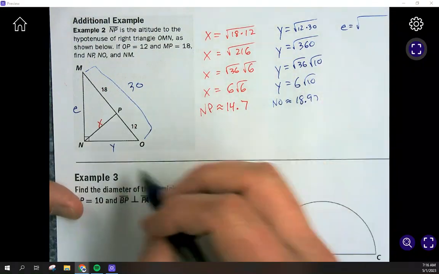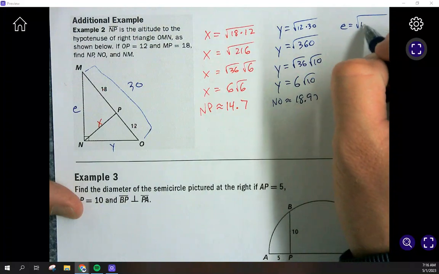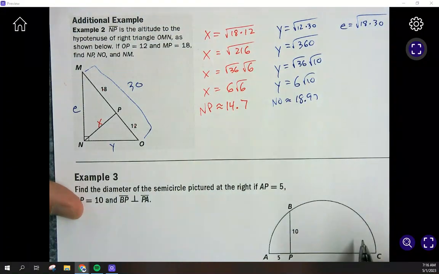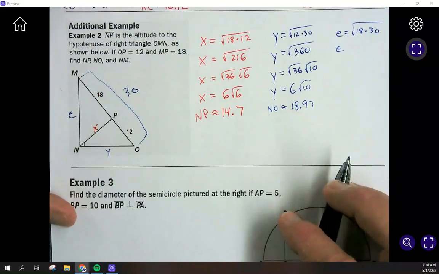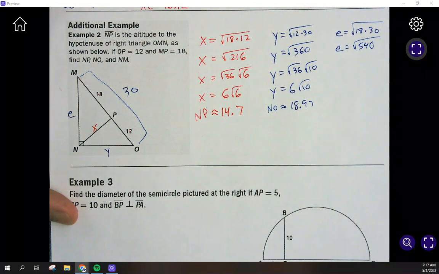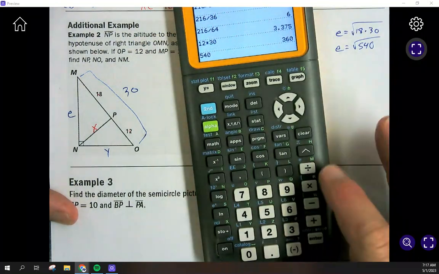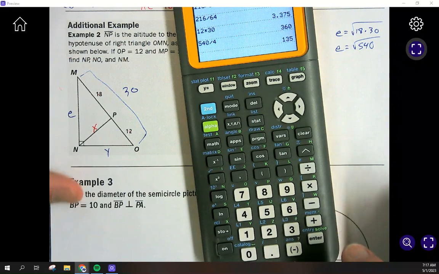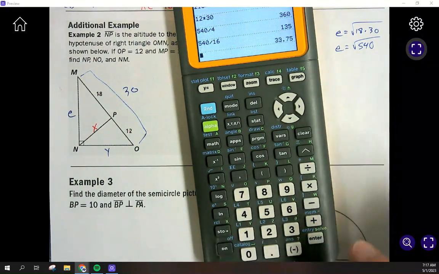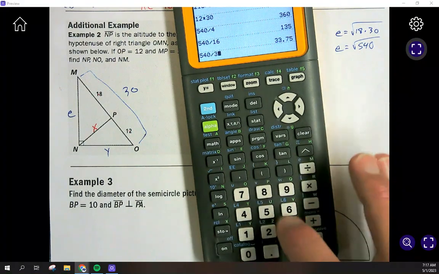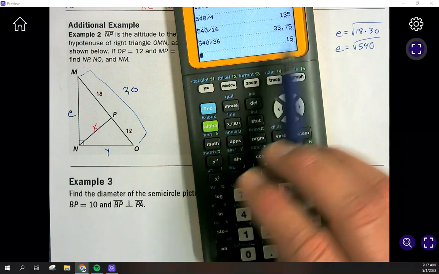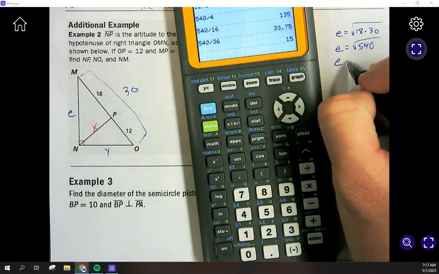All right, and then the last one, we'll call this E out here. That's going to be equal to square root of the 18, the piece next to it, times the whole thing, which is 30. Go ahead and multiply that through. I get 540. So now when I want to simplify 540, 4 works, but I still got that really big number. Let's see if there's something better. 16 does not work. How about 36? Sure does. And 15 is not going to be simplified anymore. So I'm going to go ahead and stop right there.